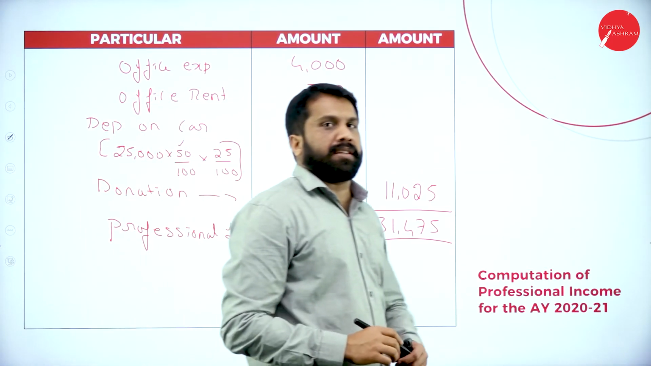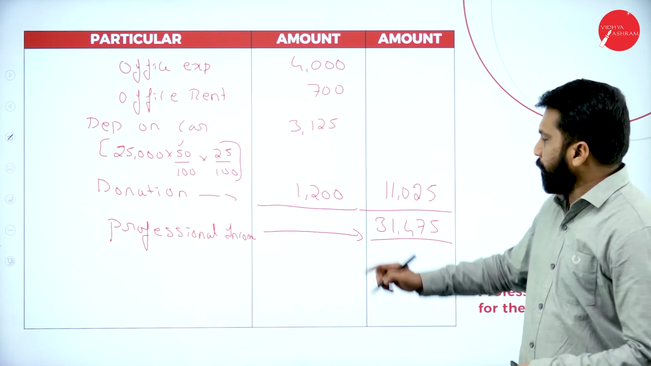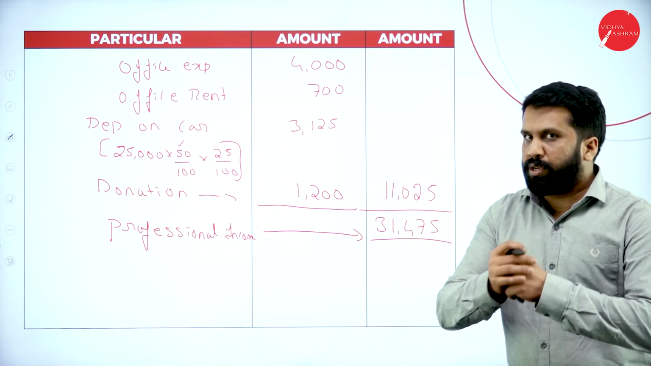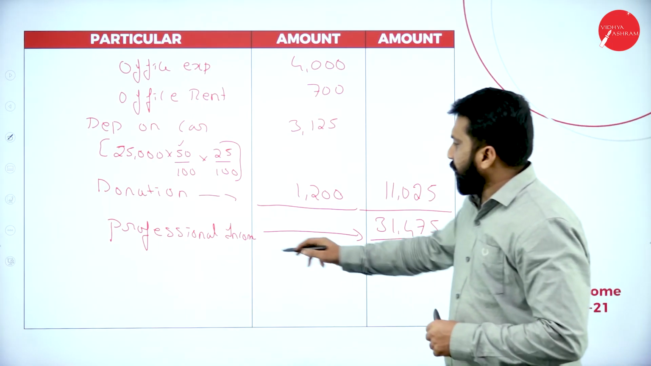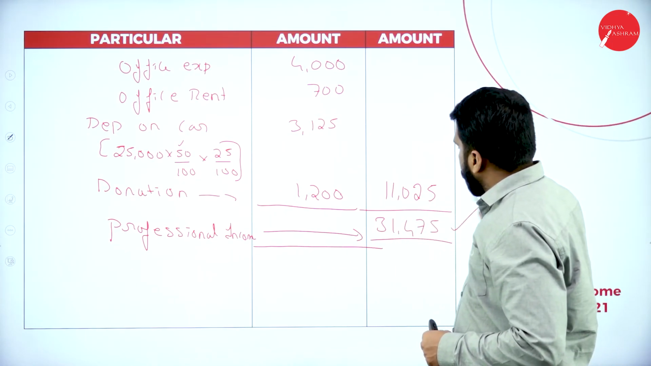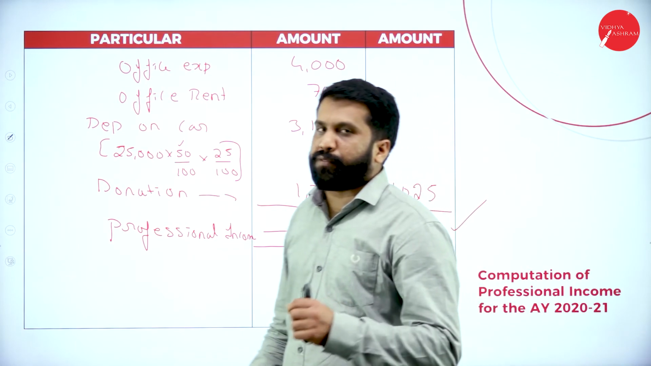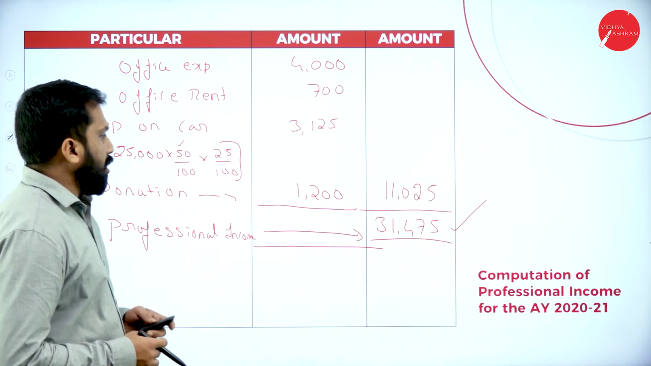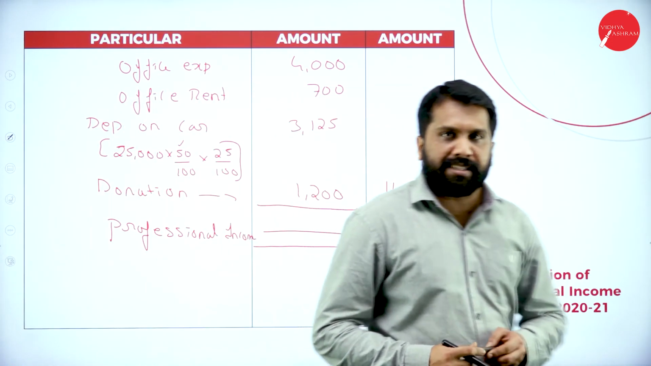What is your professional income? 31,475 is your professional income. Any doubt? Hope there is no doubt. We're done with your professional income now. We got 31,475. Hope you're clear. Now, I'll show all the slides so that you can take screenshot.